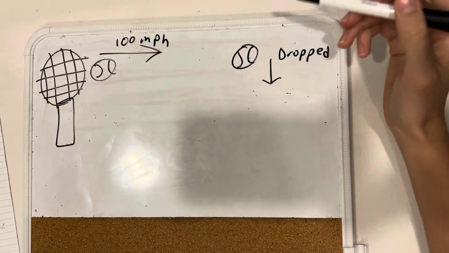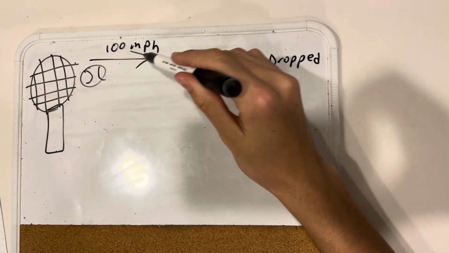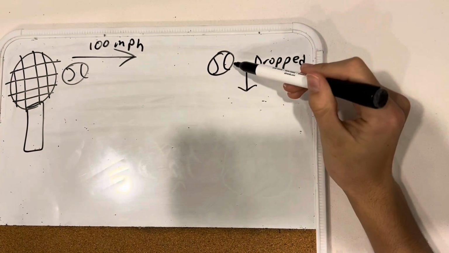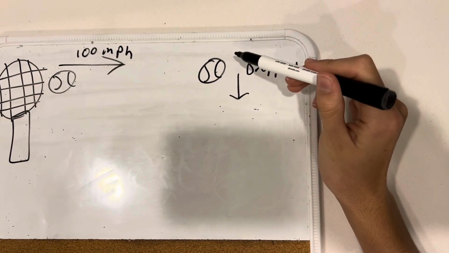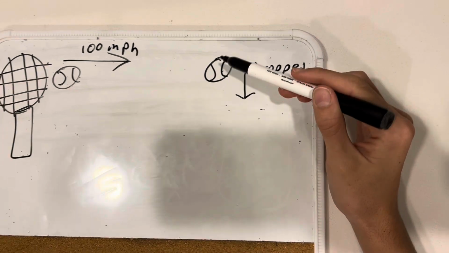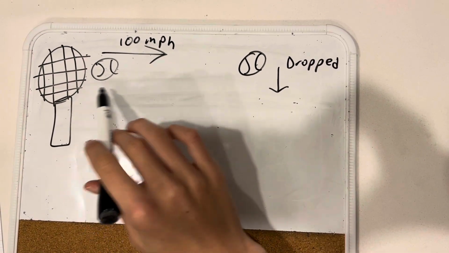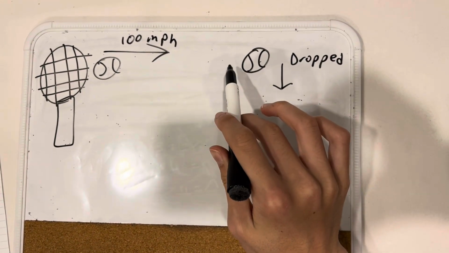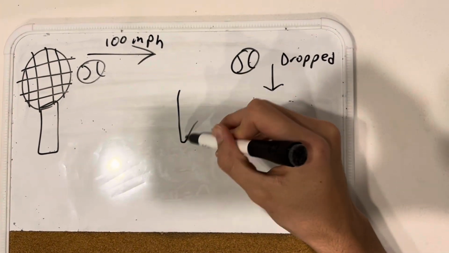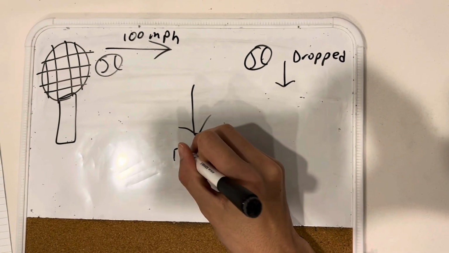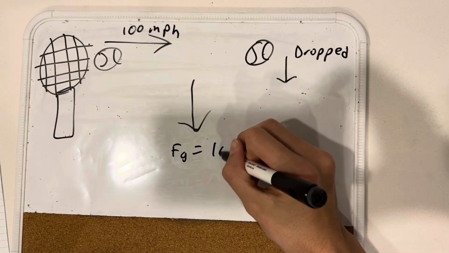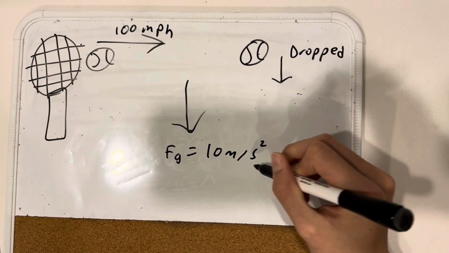For example, if you have a tennis ball that you hit 100 miles an hour in a straight line horizontally, and then you drop another tennis ball from the same height, both tennis balls will reach the ground at the same time. In other words, you hitting this tennis ball, this horizontal motion going so fast, has no effect on when the tennis ball is going to hit the ground, because the force of gravity is the same on both balls. It's 10 meters per second going towards the ground.